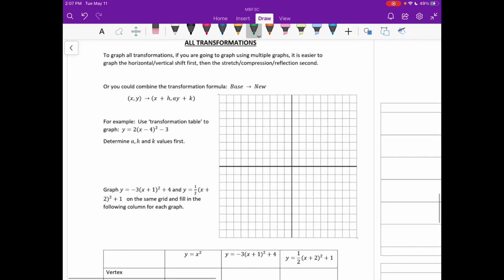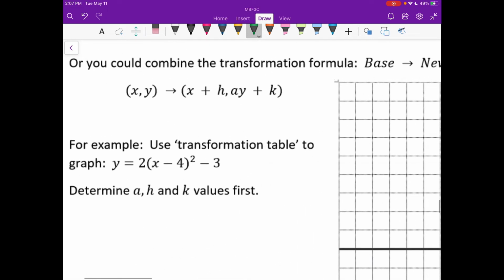Now we're going to move on and talk about graphing all our transformations together, right? So when we graph all of our transformations, if you're going to graph using multiple, you'd first have to put in your x coordinate, then you'd have to change your y coordinate, and then you'd have to stretch all of it out. You'd have to do that 3 or 4 times. It's just easier to use this combination of transformations formula, where the x turns into x plus h, and then the y turns into a y plus k, right?